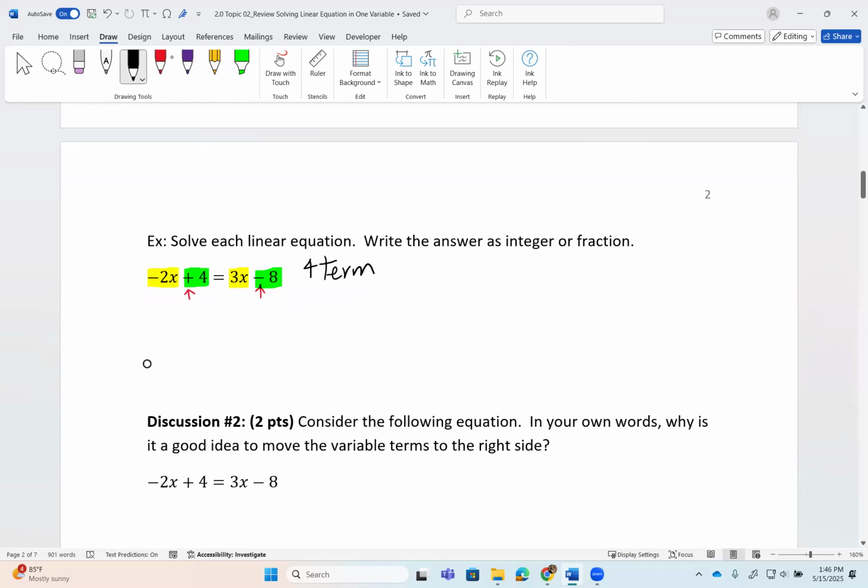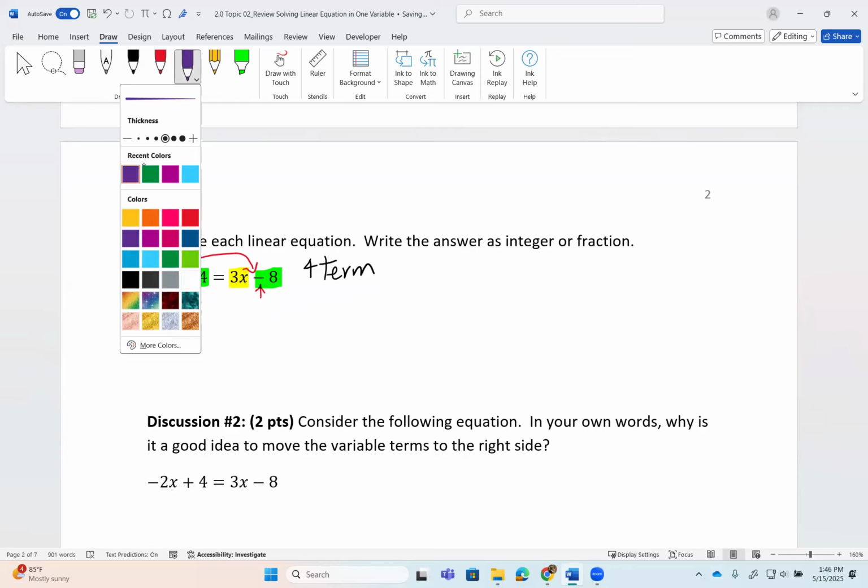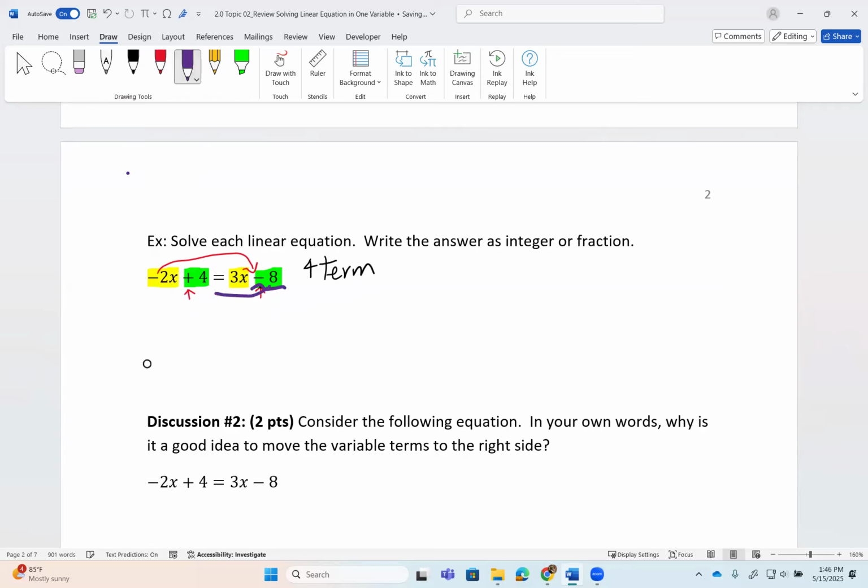So a term is an object, right? I'm gonna pick out this -2x and move it over here. At the same time, I'm gonna pick up this -8 and move it over to the left side. So with the equal sign in the middle, 3x is still 3x on the right. When I move the -2x across the equal sign to the right side, it becomes positive. Gotta change the sign when you move across the equal sign. +4 is still +4 on the left, -8 comes over to the left side, becomes positive.